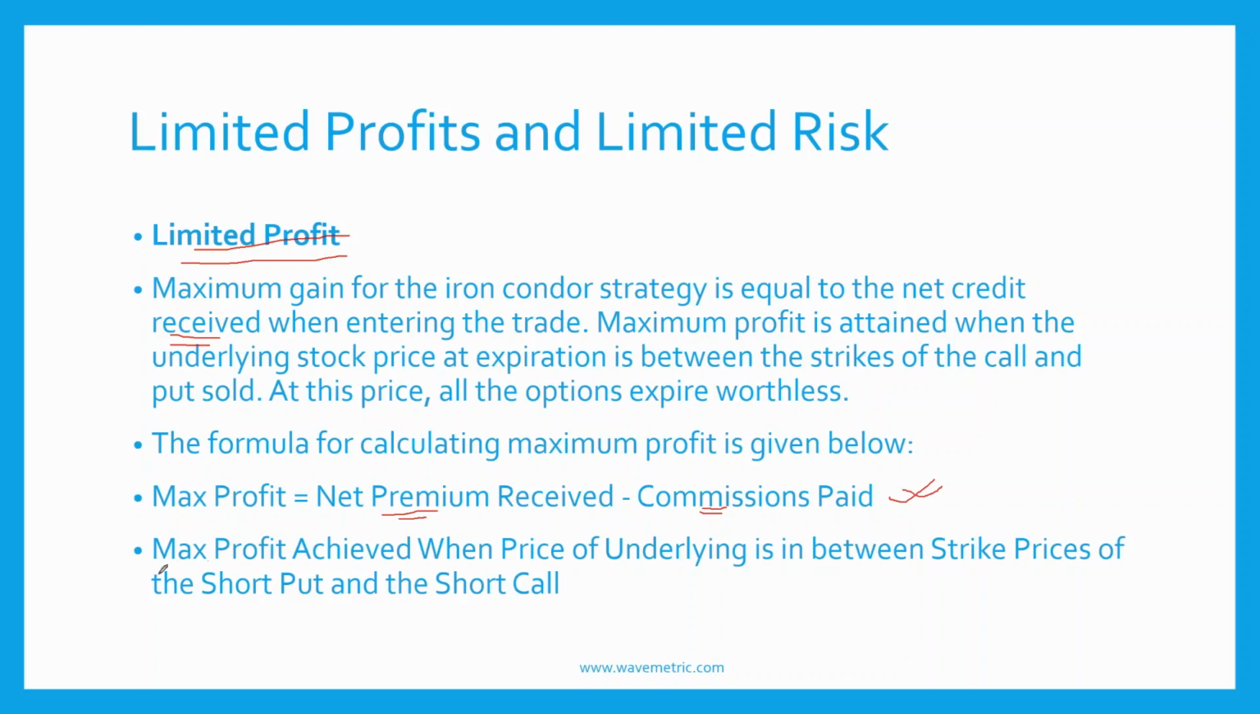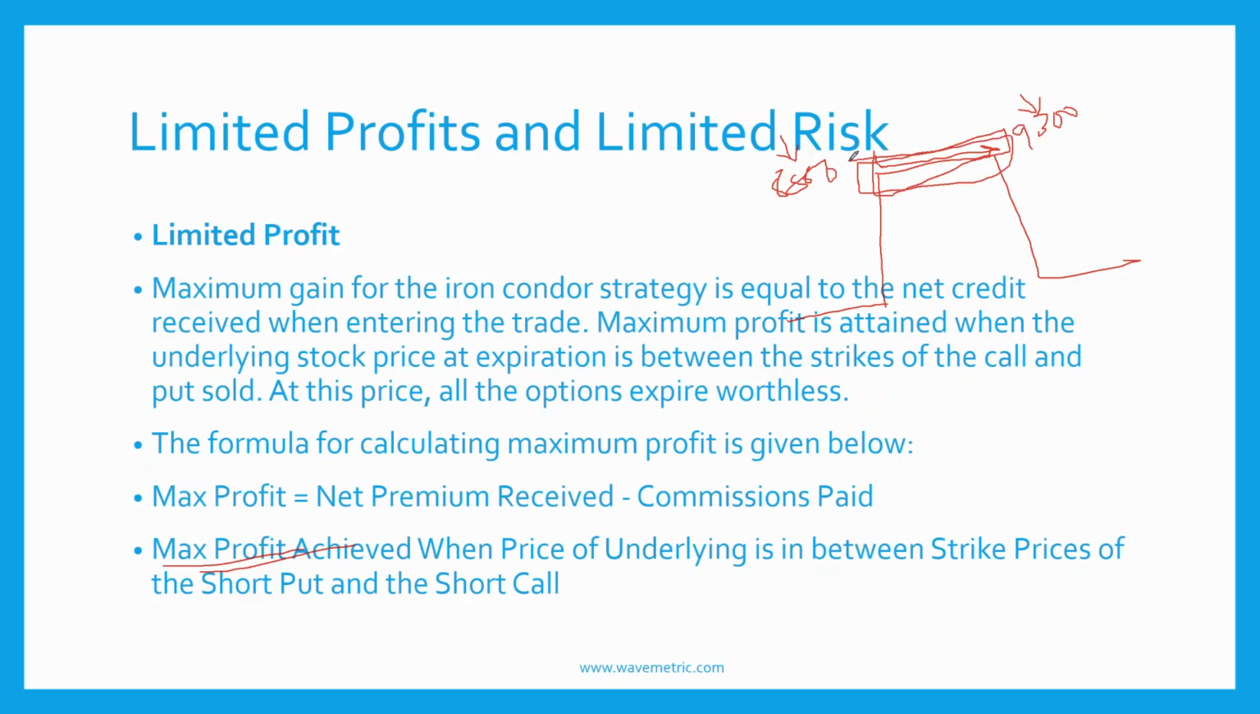And the maximum profit is achieved when the underlying is between the strike prices of the short put and the short call. That means if suppose we have, yeah, this was it, 8,800 and 9,300. So we sold calls of 9,300 and we sold puts of 8,800. Now if we expire between these, then profit is achieved. So this is the maximum profit zone, if the option expires between these two strikes. All right, so this is what it wants to tell.